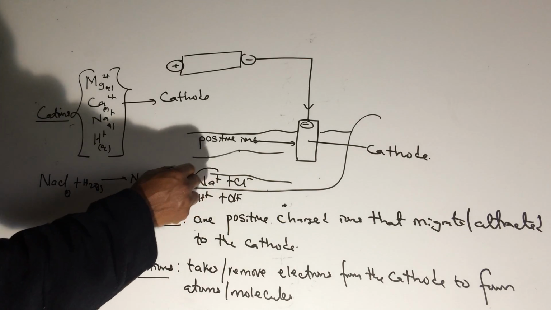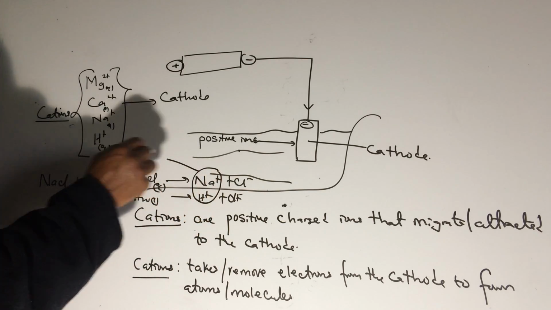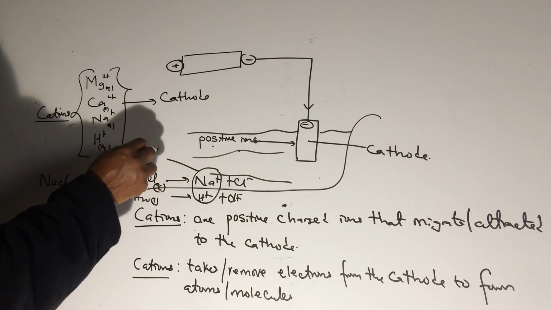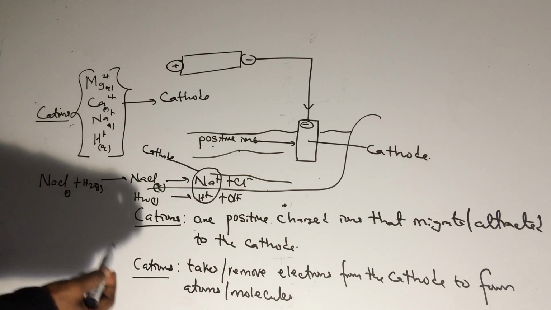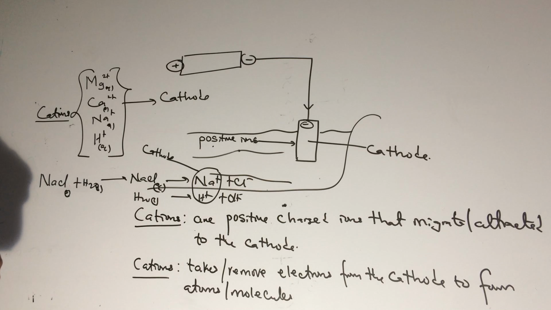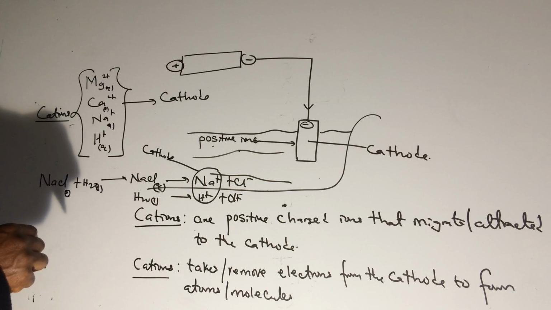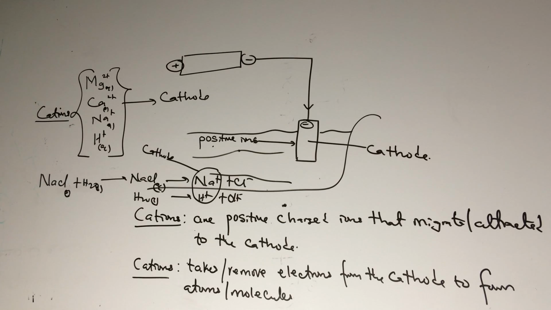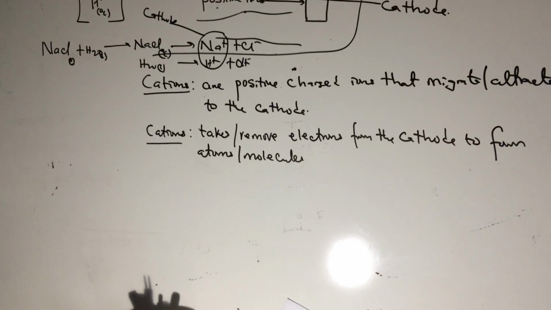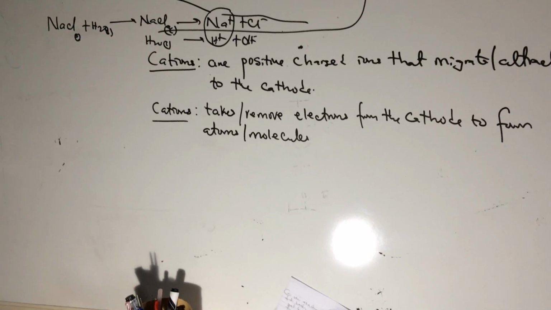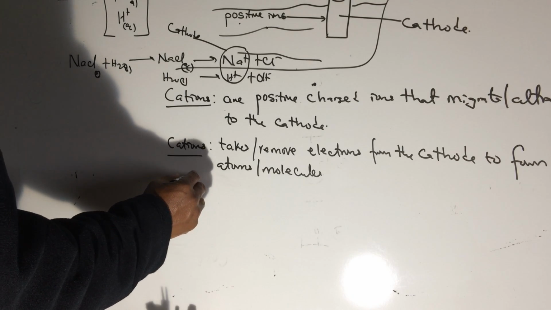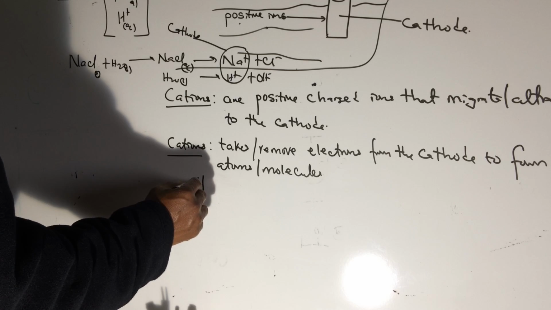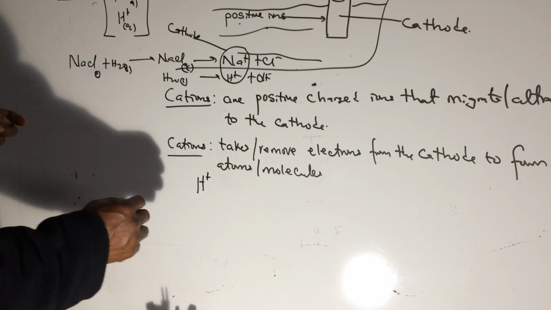Now, these ions here, the positive ions, they go to where? To the cathode. Let's assume I discharge the hydrogen ion. Hydrogen what? Ion. And how will the hydrogen ion collect electrons from the cathode? So the hydrogen ion here is from the water. It can also be from an acid.